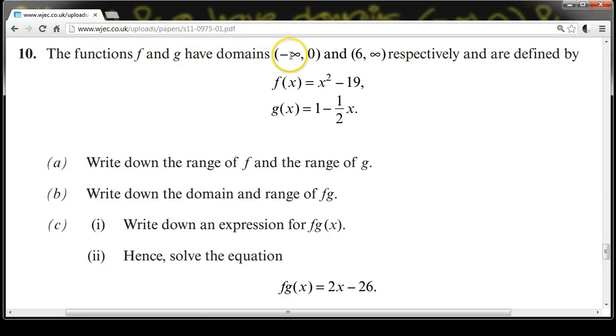The functions f and g have domains (minus infinity, 0) and (6, infinity) respectively, and are defined by f of x is equal to x squared minus 19 and g of x is equal to 1 minus a half x. Write down the range of f and the range of g. Write down the domain and range of f composite g. Write down an expression for f composite g of x. Hence, solve the equation f composite g of x equals 2x minus 26.